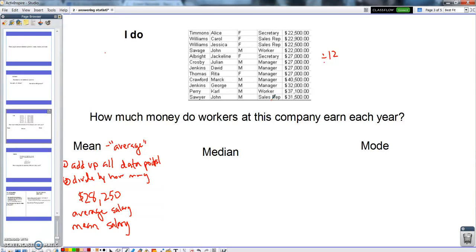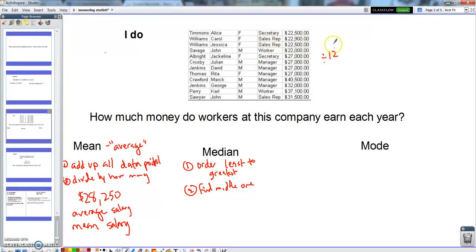That's one. The next one is called the median. To find the median, you order all of the data points from least to greatest, and find the middle one. So we're literally going to find the person in the middle of all of these people here.